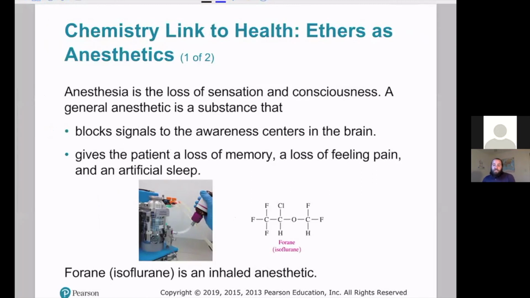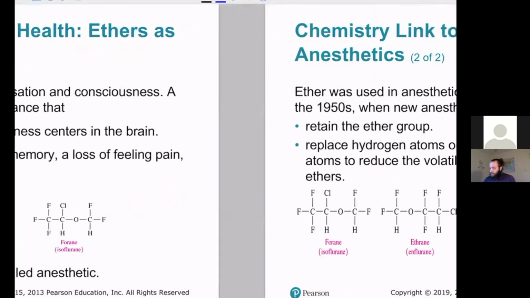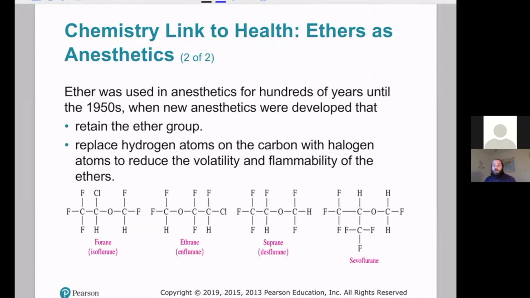Again, simple ethers were used for a really long time. The problem is that they're incredibly volatile and incredibly flammable. So a doctor's office or an anesthesiologist's office was a very dangerous place 50 years ago when we were using things like diethyl ether, because of just how volatile, meaning the room can fill with the vapors, and flammable, meaning of course those vapors can combust. Okay, so it could be quite dangerous.